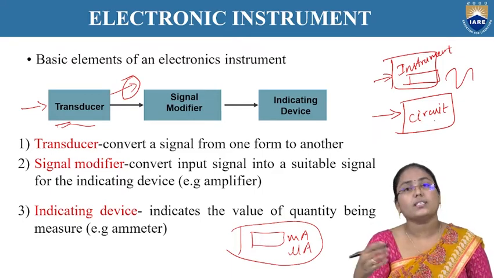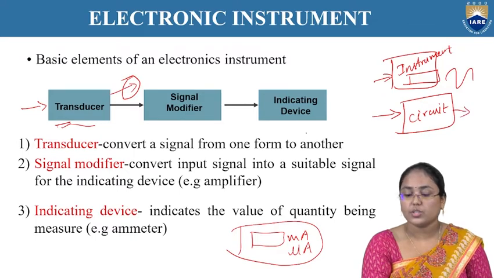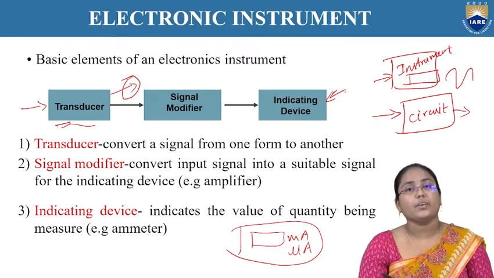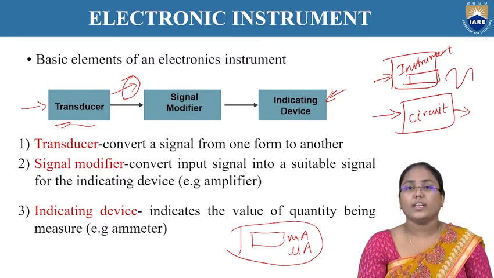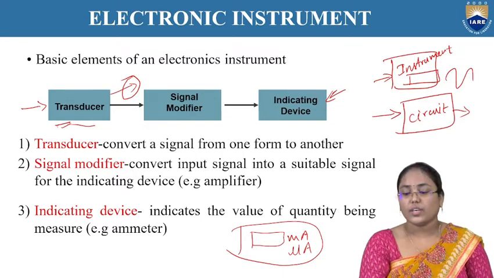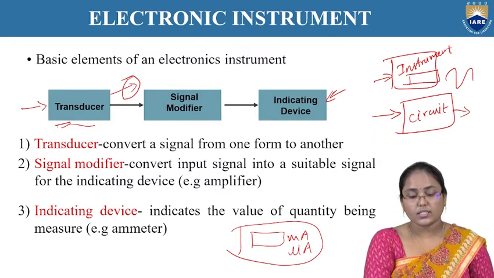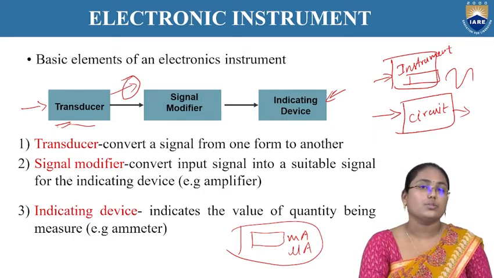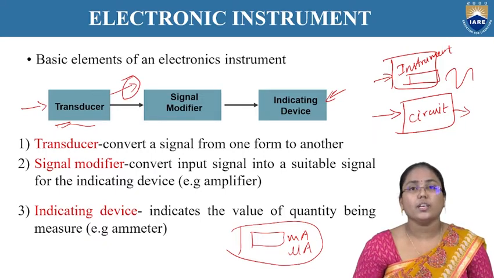And once the signal is converted, that is amplified, the output of the signal can be shown on an indicating device. This indicating device, as I said, can be any digital meter or any displaying meter. Displaying units such as an oscilloscope or a spectrum analyzer, anything can be there. So we can view the output on the indicating device. Basically we use this signal modifier so that the signal is converted into another form such that it can be displayed on the indicating device.